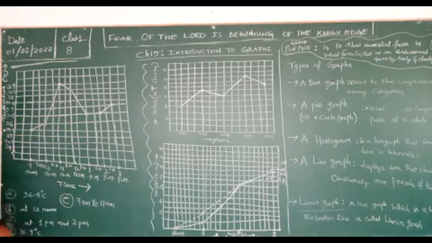So next one, what is the upward trend timing? Upward trend timing means the time during which it is increasing. So here 9 a.m. to 11 a.m. it is completely increasing. This trend we call an upward trend. I hope everyone understood this. Okay, if you understood this, let's move on to the next one.